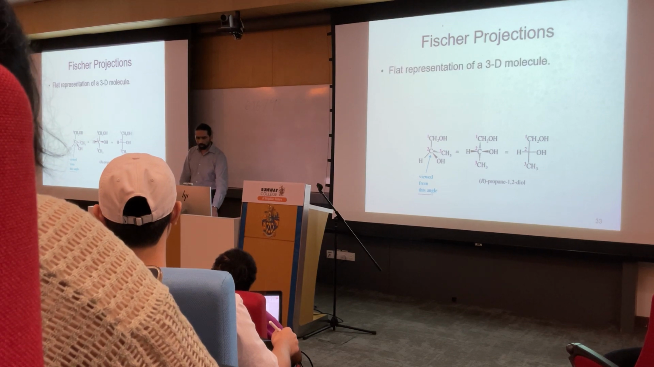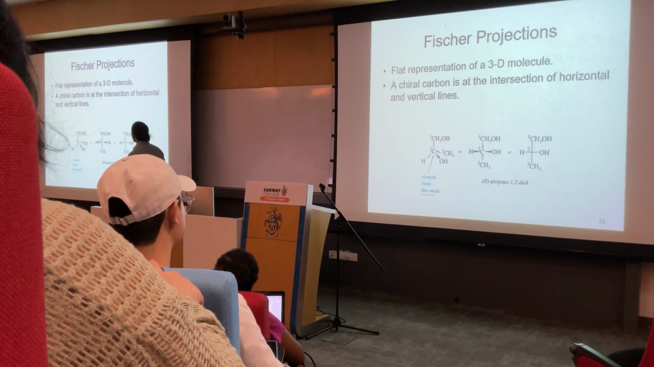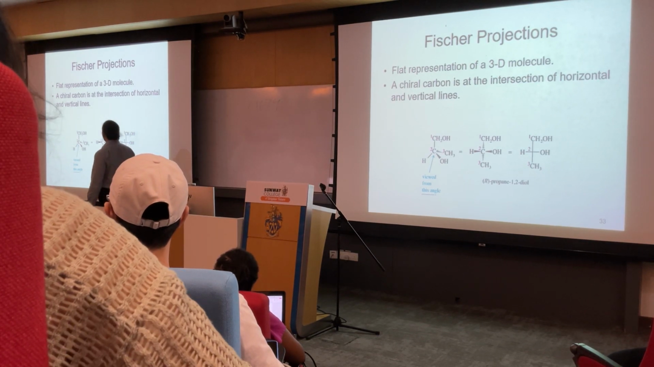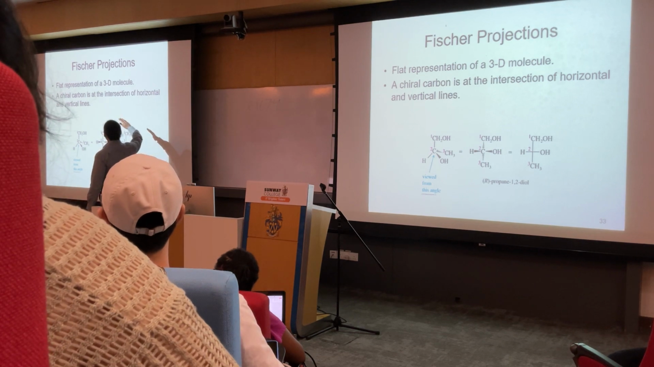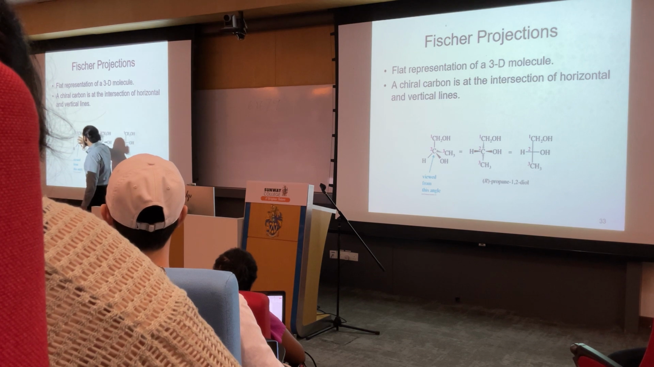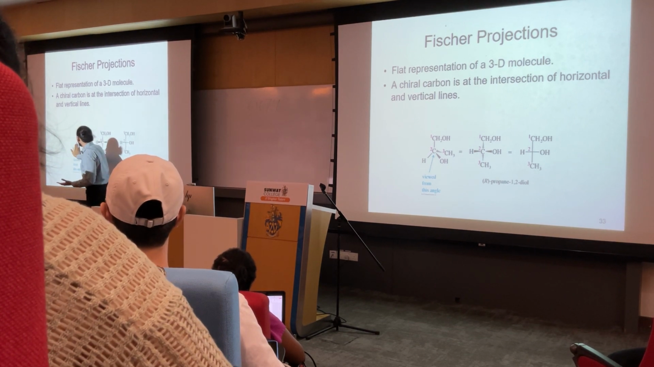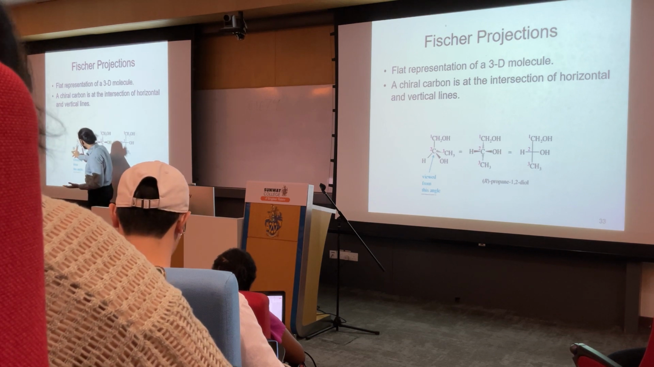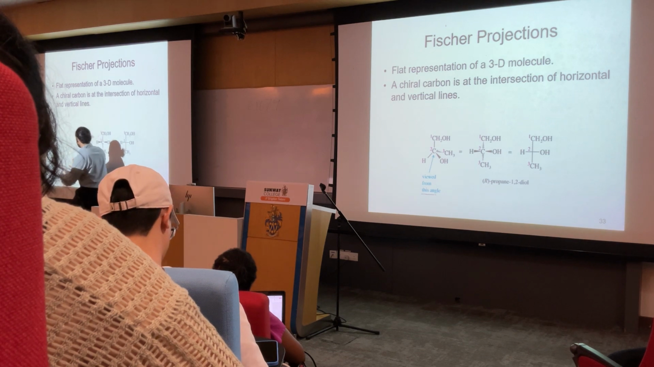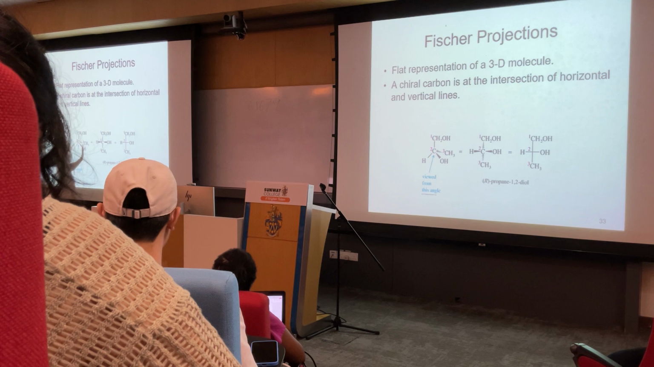So a Fischer projection is a flat representation of the 3D molecule or the tetrahedral structure. A chiral carbon is at the intersection of the horizontal and vertical lines. So if this is your tetrahedral structure, you can just consider that you are viewing the molecule from this angle, which is between out of the plane and on the plane. If you consider this here, then these two will be horizontal and these two will be vertical, right?